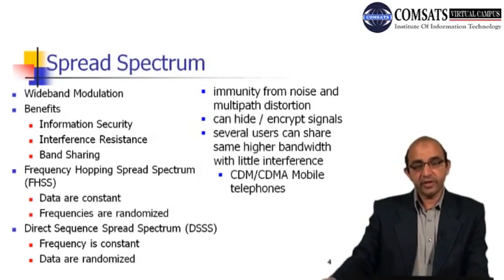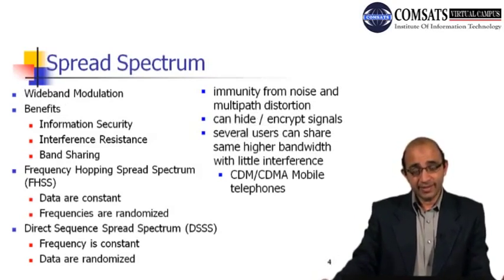So here we have different characteristics of the underlying spread spectrum. First, it's wideband modulation, and there it carries certain benefits. First of all, as I have mentioned, it's secure. It's very difficult to tap and intercept, and it's very much immune to interference. And then it is sharing different bands. Then we can have different types of spread spectrum, and we have frequency hopping spread spectrum.